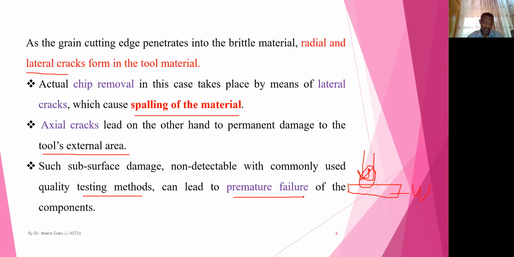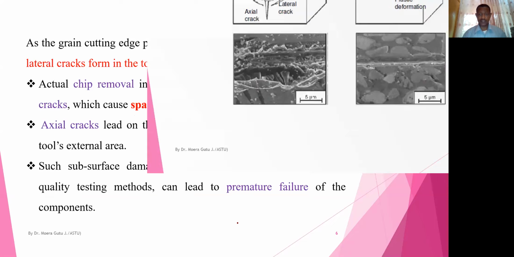So this means if an axial crack develops in the cutting tool, it is a subsurface defect, a defect below the surface. This is a very difficult thing. You cannot detect it with commonly used quality testing methods. So it can cause early failure of a cutting tool. So by any means, in machining hard materials, you have to avoid the axial crack, which can form in the workpiece material as well as in the cutting tool material.